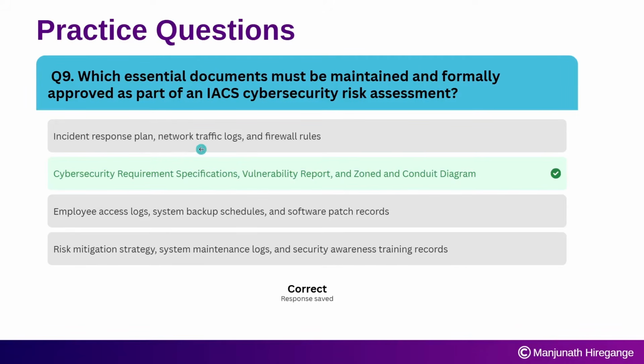The first one, incident response plan. These are all important for operation, but not core documents in the risk assessment. Access logs, system backup schedule or software patch records are all related to security management, but not directly part of the risk assessment documents. And system maintenance and security awareness training records: yes, some parts are, but these all support the cybersecurity efforts and are not the primary risk assessment documents. So here the phrase is formally approved as part of cybersecurity risk assessment.